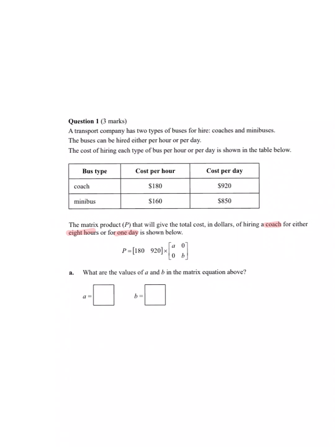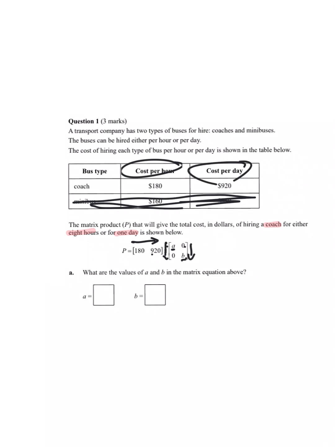We're only looking at the coach, so I'm just going to get rid of the minibus. That's really messy, but we can see that the 180 and the 920 fit down there. Then we've got the A and the B. With matrix multiplication, it's along the rows of the first, down the column of the second. So it's going to be the 180 times the A, then 920 times 0. Then along the row, down the column, the 180 times the 0, 920 times the B. Essentially A is going to relate to the per hour cost and B is going to relate to the per day cost.